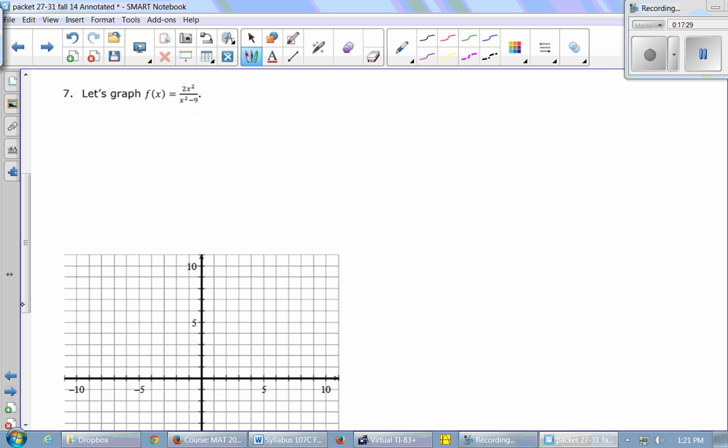So here I have a function. Let's graph it. We'll follow the 6 steps. 1, we need to reduce this as much as possible. Now my denominator does factor, so I could rewrite this as f of x equals 2x squared over x plus 3, x minus 3. Okay. However, nothing cancels. I don't have any common factors with my numerator and my denominator, so this is already fully reduced.